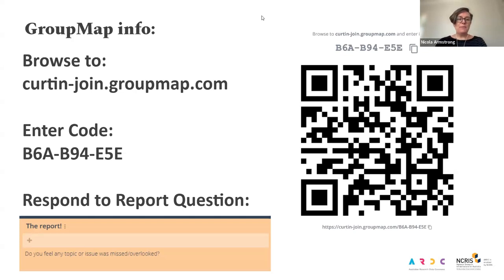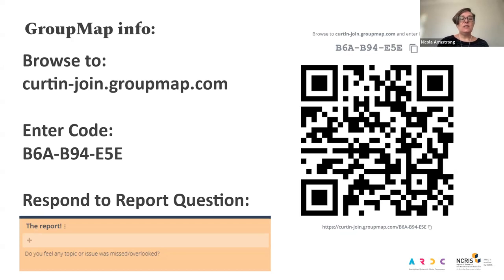So we have a group map going at the moment, and feel free as part of this workshop to go into the group map. First up, we have one brainstorming thing on the report that we wrote, and we're just wanting to get some feedback. Positive constructive feedback is always welcome. But do you feel that there was any topic or issue that we missed or might have overlooked that we didn't manage to capture in our report? Please let us know. That would be great. And if you think we did an awesome job, that's even better. And we definitely are accepting those comments.